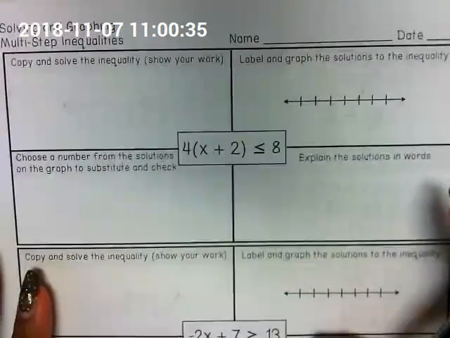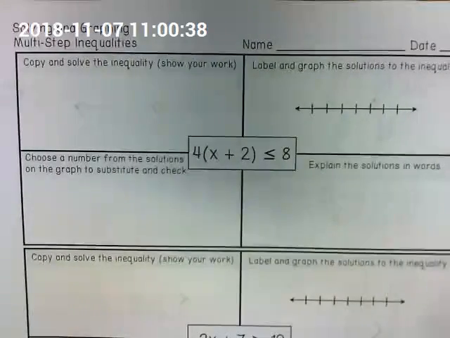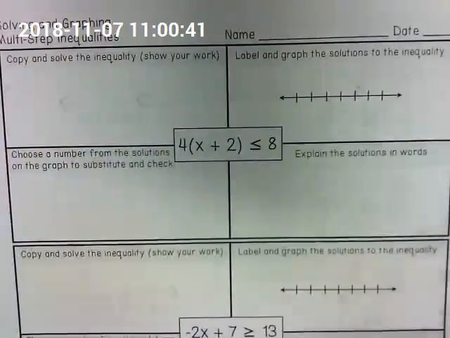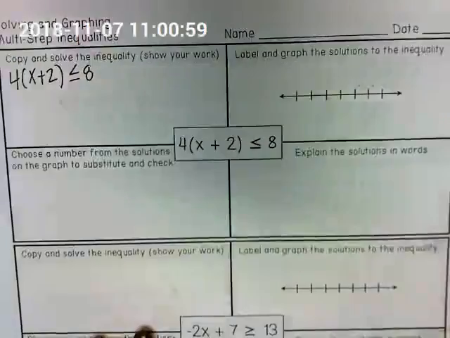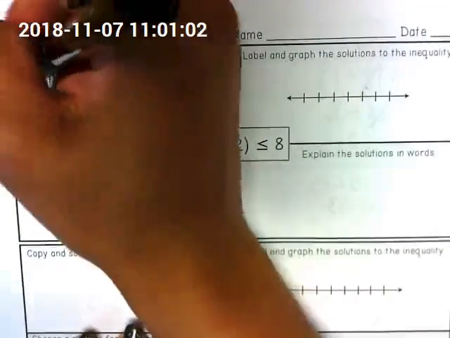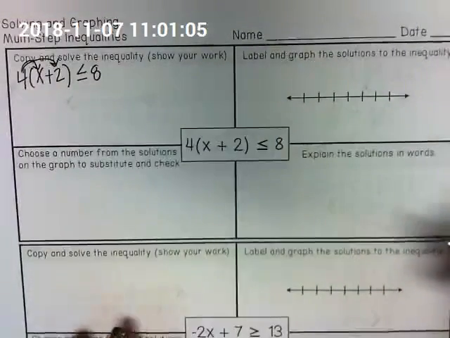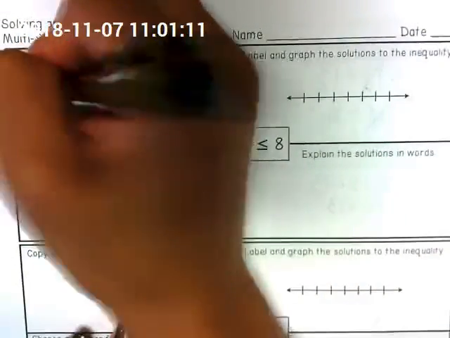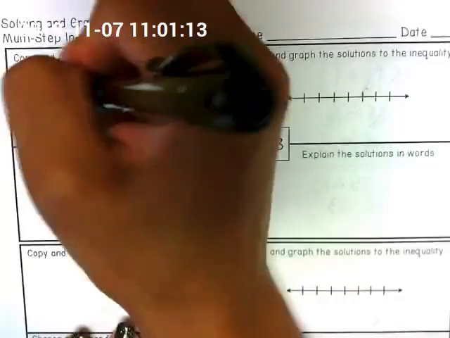All right. So this next one, we've got a multi-step. There are 2 ways we can solve this. We can first use the distributive property, or we can go ahead and divide by 4. Let's go ahead and use our distributive property. So 4 times x plus 2 is less than or equal to 8. I'm going to distribute first. So I have 4 times x, 4 times 2. 4 times x is 4x. 4 times 2 is 8. So 4x plus 8 is less than or equal to 8.